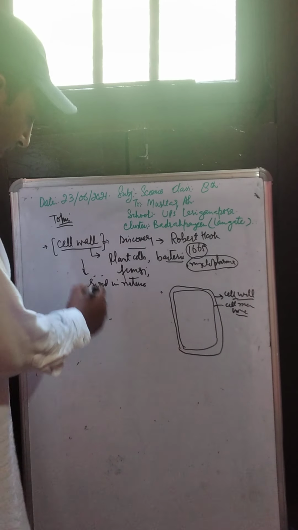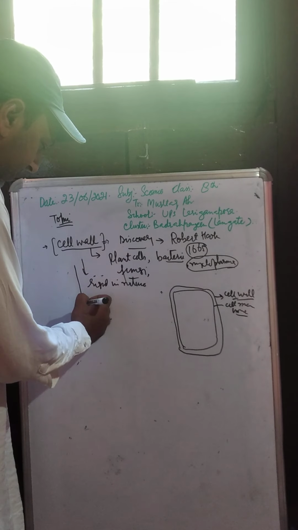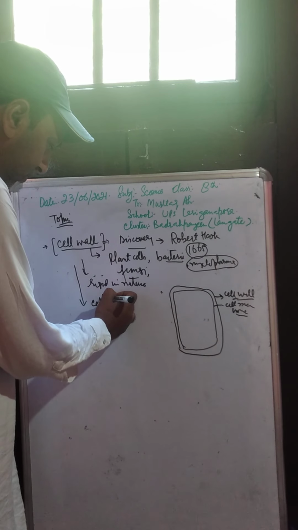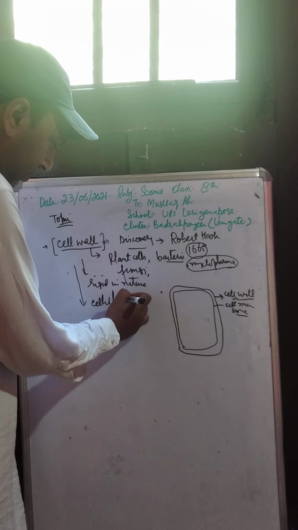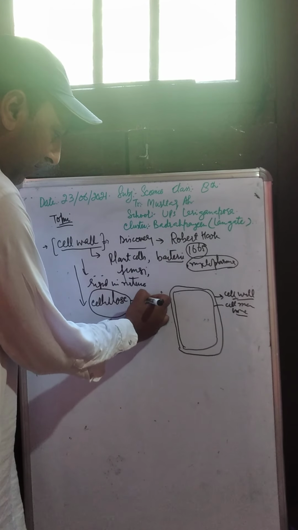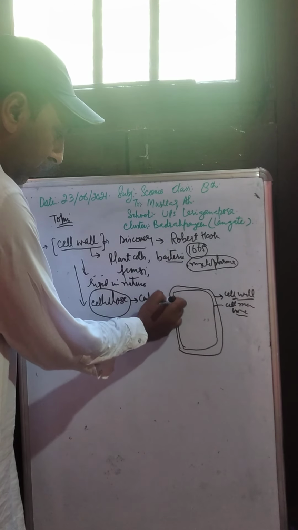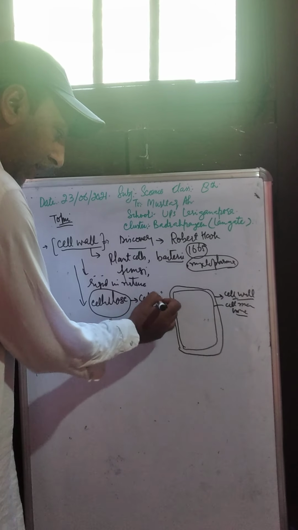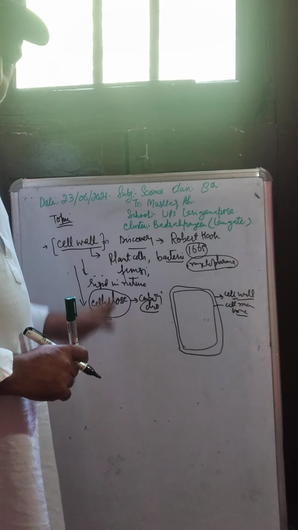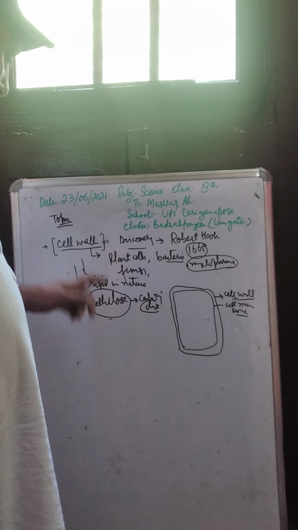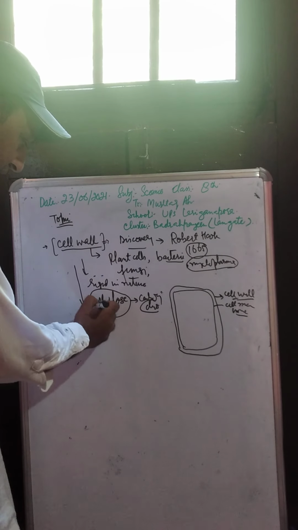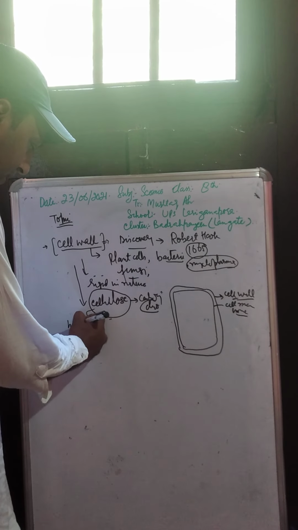As far as the composition of the cell wall is concerned, it's mainly composed of cellulose. Now what is this cellulose? Cellulose is a type of carbohydrate, and I must tell you that cellulose is the most abundant carbohydrate on the earth. And the specialty of cellulose is that it is insoluble in water.